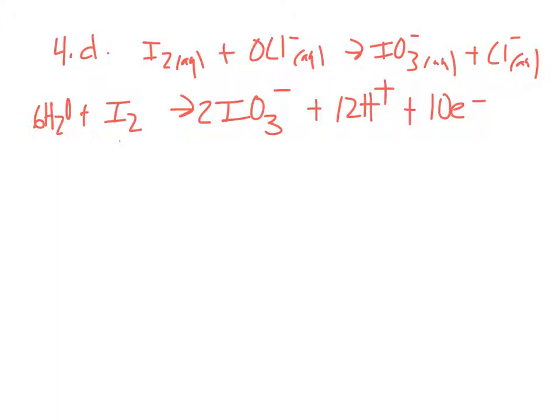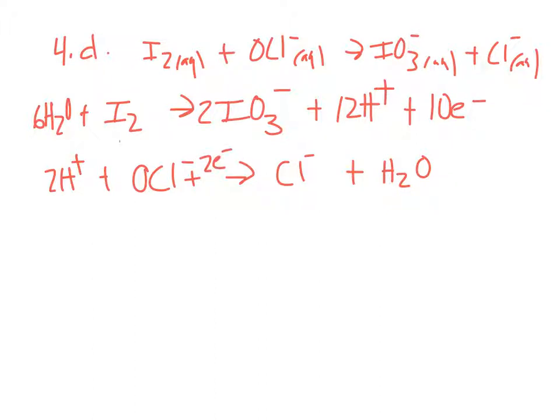Looking at the OCl minus, the OCl minus becomes Cl minus. The chlorines are balanced, but I need a water to balance that oxygen, which means I need 2 hydrogen to balance. And now when I look at my charges, the minus 1s on each side basically balance out. So I need 2 electrons to balance that H plus.